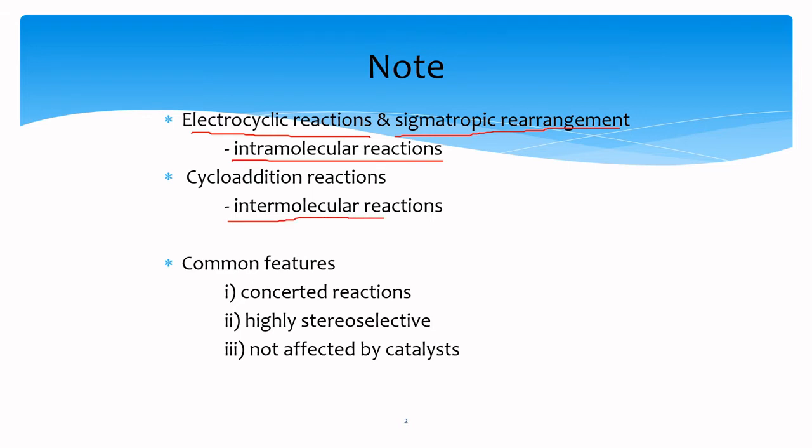Although they are different in terms of intramolecular and intermolecular reactions, all these three reactions have their own common features. The first one is a concerted reaction, meaning there is no formation of intermediates because the reaction occurs very fast. It only involves transition states. Number two, it is highly stereoselective, meaning that if a reaction produces a product, it is either a trans or cis product. There won't be any mixture of cis and trans product, because it is highly stereoselective. The third one, this type of reaction is not affected by catalyst. So you do not need any catalyst in order to carry out these types of reactions.